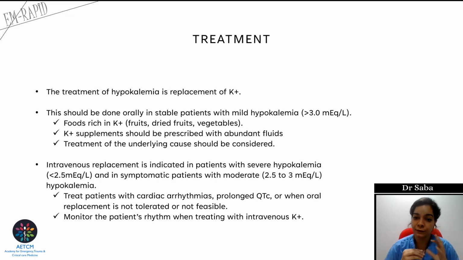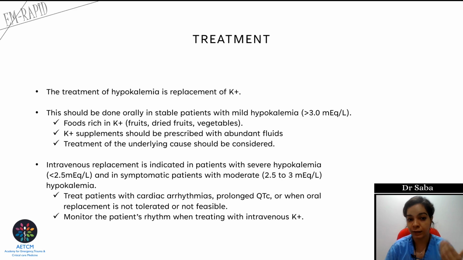Now, if the patient has landed up with severe hypokalemia, that is potassium levels less than 2.5 milliequivalents per liter, or if the patient is symptomatic with moderate hypokalemia, that is potassium levels ranging anything between 2.5 to 3 milliequivalents per liter, then IV replacement of potassium is what is recommended. We treat patients with cardiac arrhythmias, that is when we see ECG features of prolonged QTc, prolonged PR, peaked P waves or flattened T waves or U waves, or when oral replacement is not tolerated in these patients, again we go with IV replacement.